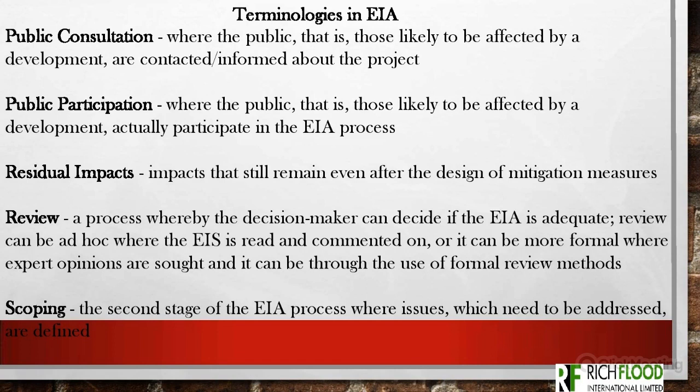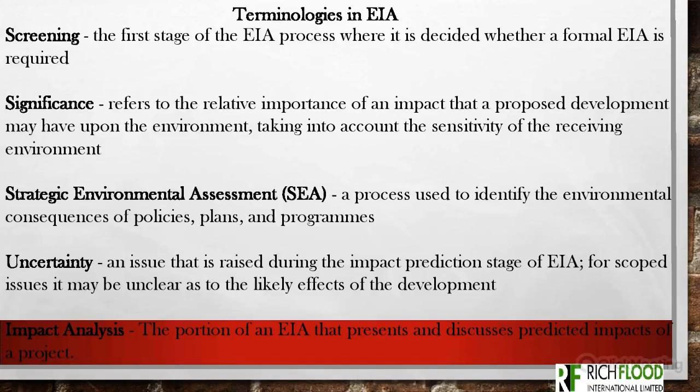It informs decision making whether the project should or should not take place. Scoping, the second stage of the EIA process. Scoping is the second stage of the EIA process where issues which need to be addressed are defined and our terms of reference are being designed as well. Screening is the first stage. We come from screening, then we go to scoping, whether EIA is required or not.